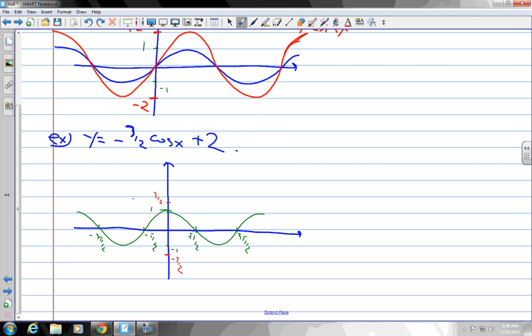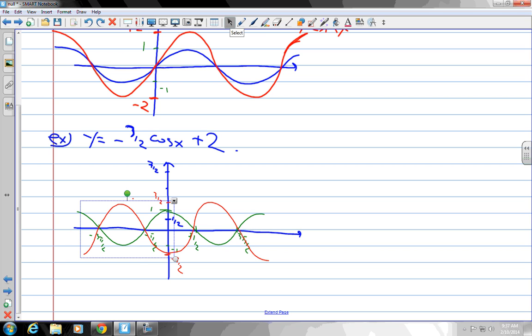Flipping it vertically, will that change the x-intercepts? No. So now it looks like this, right? And +2, what is that going to do? Go up 2. So now it's going to bounce between +1/2 and, you add 2, what do you get? 3/2 plus 2, 7 halves, right?